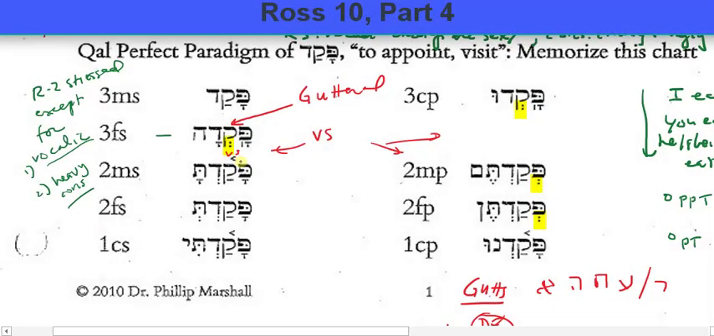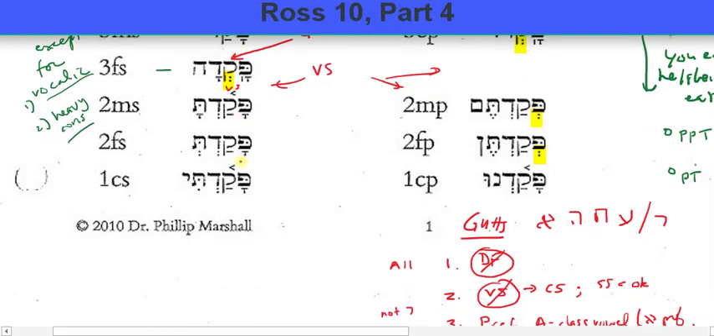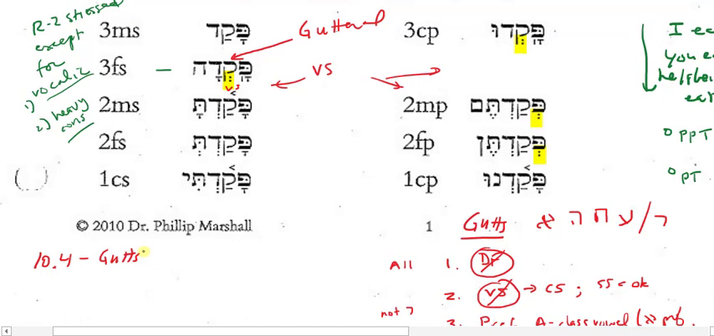And that brings us to 10.4 in the Ross textbook. 10.4 is when I have gutturals in one of the root positions. So take a look at the first example. We have the verb amad, which means to stand. I don't think he gives you the meanings of these, so it might be helpful if you want to write them down. With no personal ending, amad should be translated as he stood.